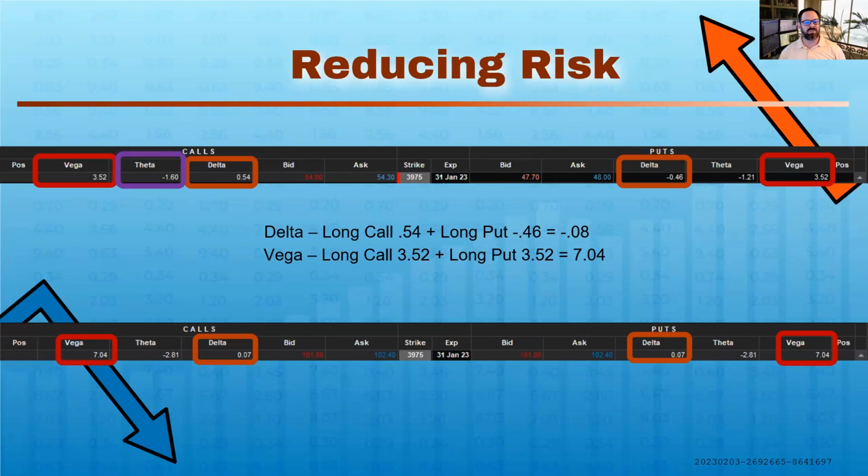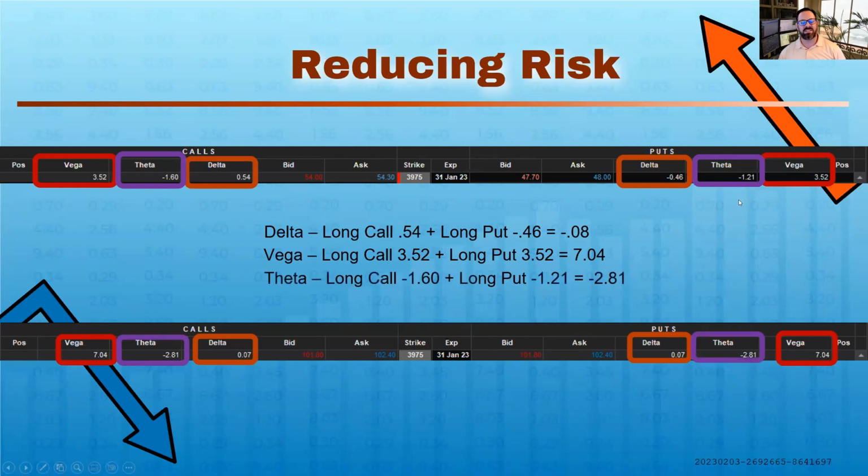Well, looking at the last one with theta, if you buy both of those, you have a negative 160 and negative 121. Now we've increased the negative theta. So time is hurting us more than it was before. This, by the way, is a straddle if you're buying both a call and a put at the same strike price. That's not what we're going to be using, by the way. This is just an example of what happens when you combine the two.